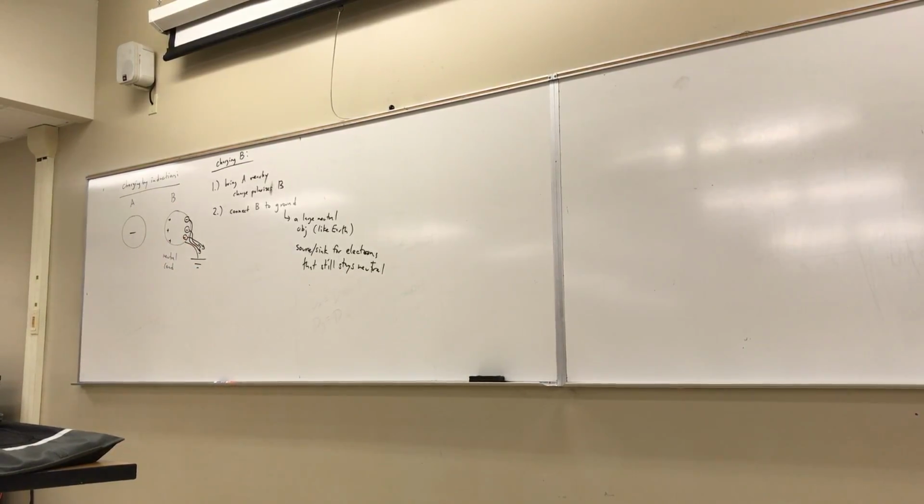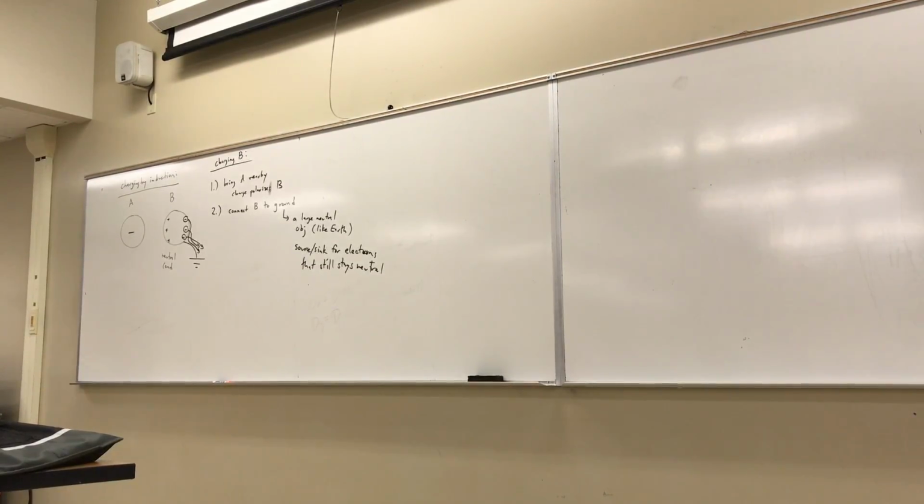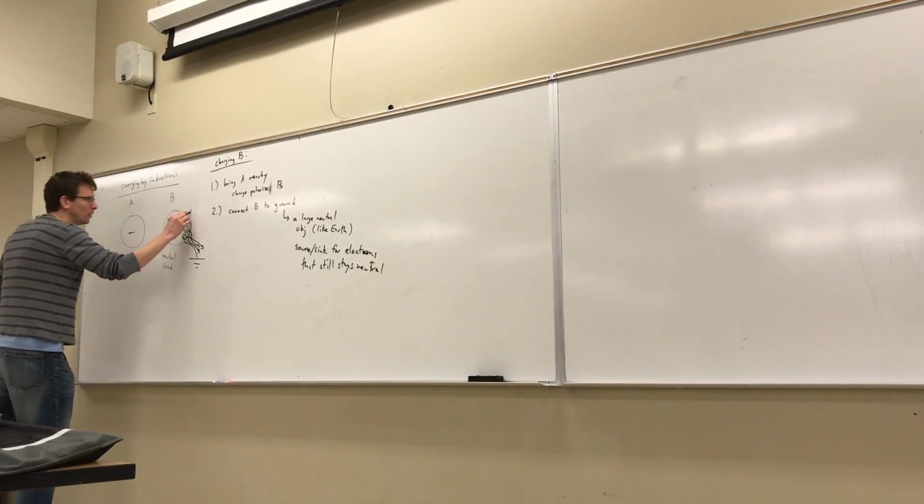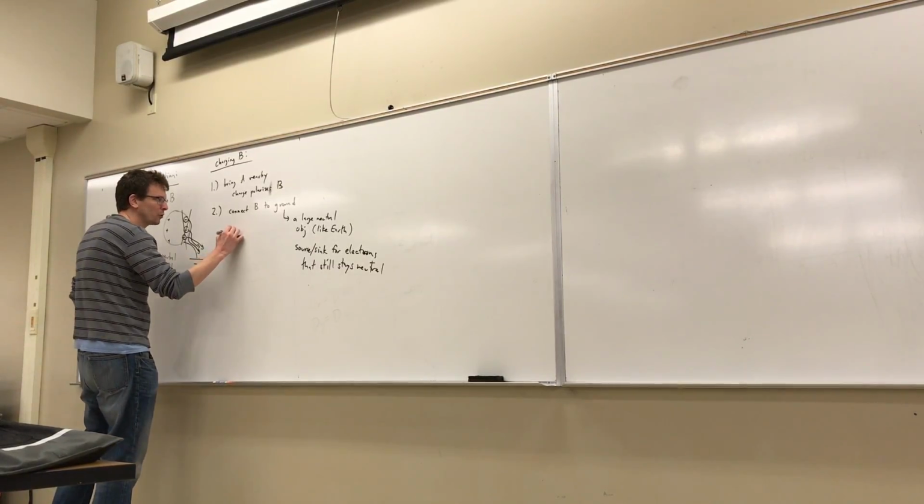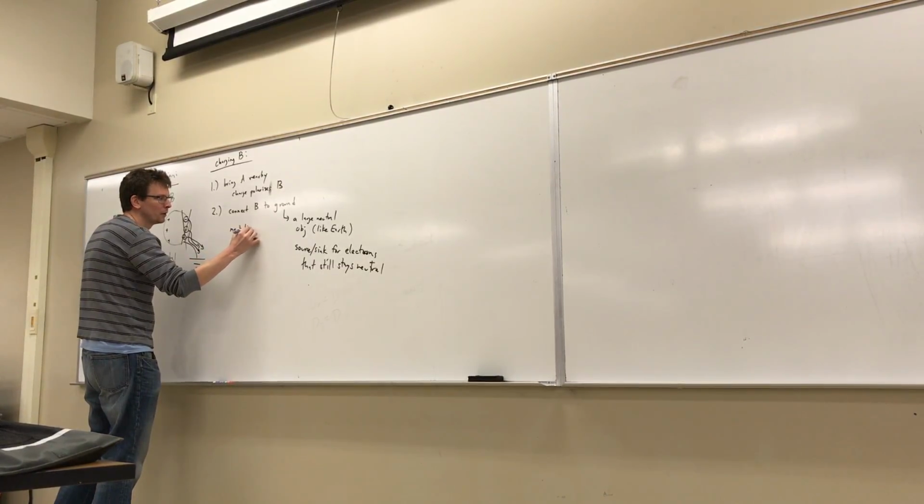So those electrons will not just be repelled to the far right side of the object, they'll be repelled right off the object into the earth, and bye, see you later, they're gone. Okay? So we've gotten rid of them. So by connecting B to ground, what that does is neutralizes half the charge polarization.